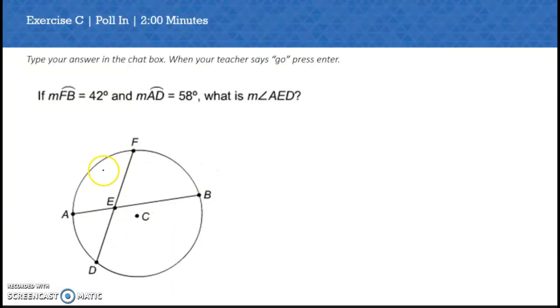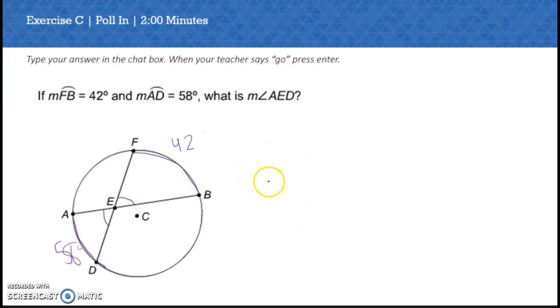Here's one. This says the measure of arc FB is 42 degrees. So arc FB is 42. Arc AD is 58. What is the measure of angle AED, and therefore also the measure of FEB, because those would be vertical angles?